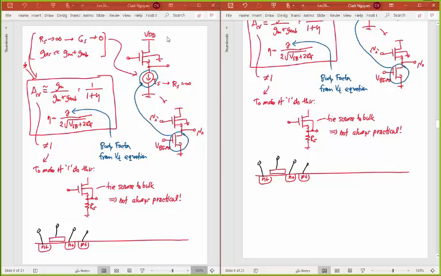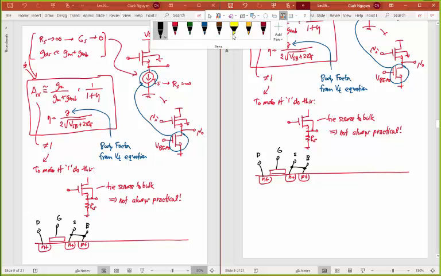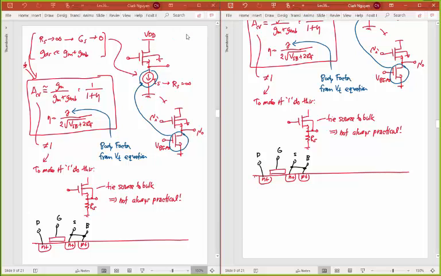Right, so this is my gate terminal. Say that's my drain, that's my source, that's my bulk. What you'll effectively be doing is tying these two together. And you can do that if you made your transistor like this, and you put everything in its own P-well, like you're seeing right there.